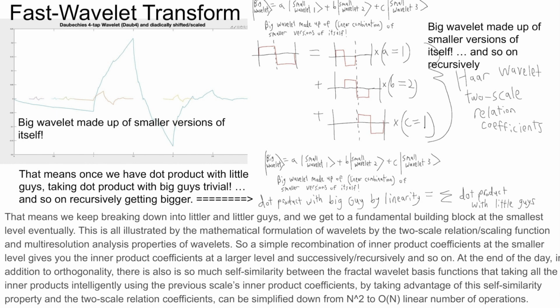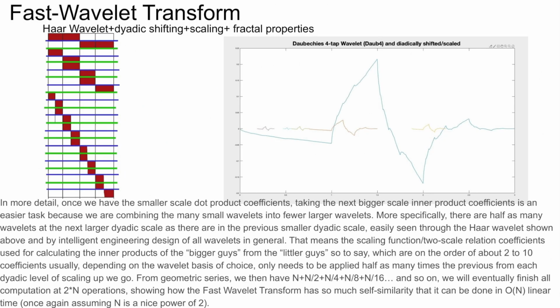At the end of the day, in addition to orthogonality, there is also so much self-similarity between the fractal wavelet basis functions that taking all the inner products intelligently, using the previous scale's inner product coefficients by taking advantage of this self-similarity property and the two-scale relation coefficients, can be simplified down from n squared to order n, a linear number of operations. In more detail, once we have the smaller scale dot product coefficients, taking the next bigger scale inner product coefficients is an easier task because we are combining the many small wavelets into fewer larger wavelets.